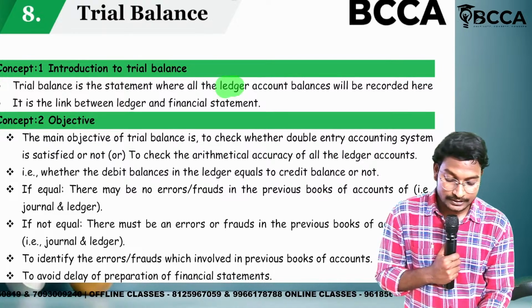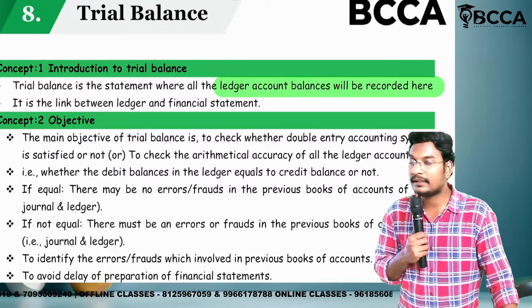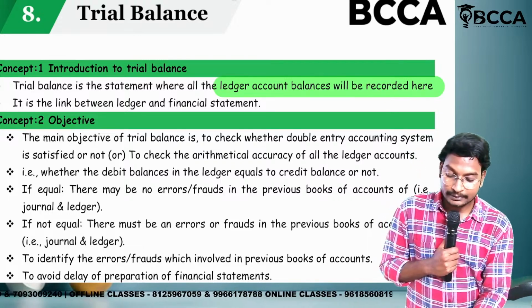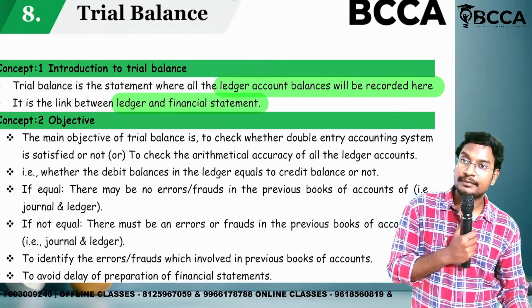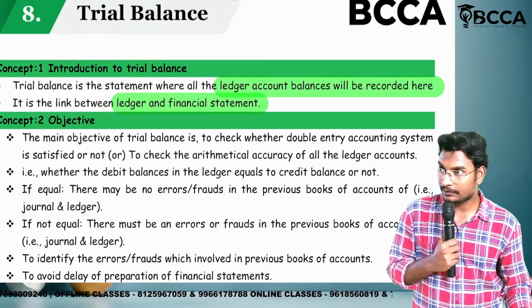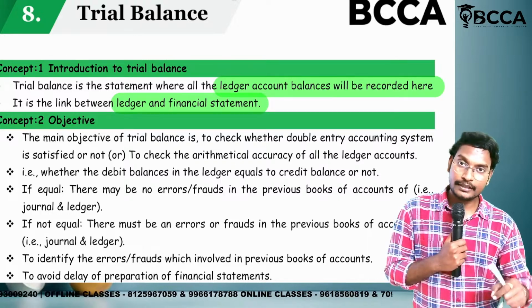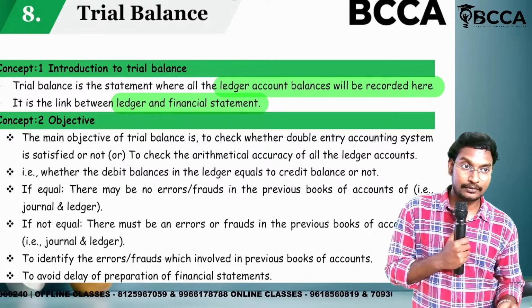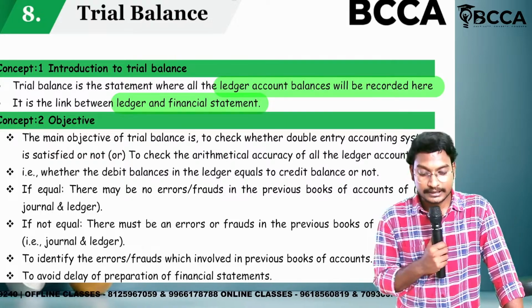Only after the preparation of the ledger can we prepare the trial balance. Otherwise, we cannot prepare it. Next, it is a link between the ledger and the financial statements. What is the meaning of financial statements? As of now, final accounts. So what is the first step? Journal, ledger, trial balance and final accounts. In between there will be closing entries.